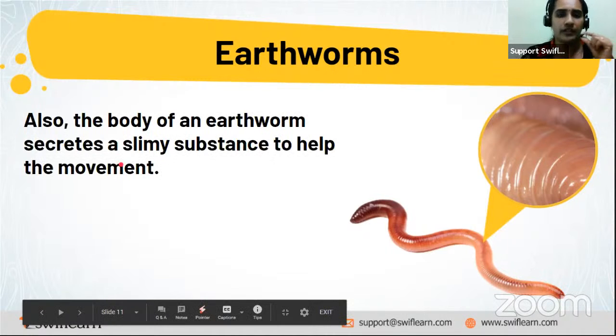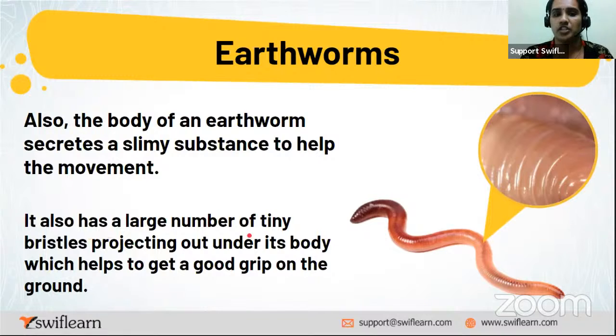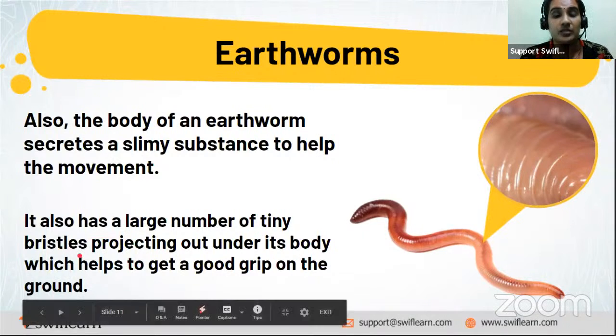Also, the body of the earthworm secretes a slimy substance to help the movement. Slimy. Okay, it is slimy. It will secrete a slimy substance which helps the movement. It also has a large number of tiny bristles. What is it called? Bristles, B-R-I-S-T-L-E-S. Bristles projecting out under its body, which help to get a good grip on the ground.